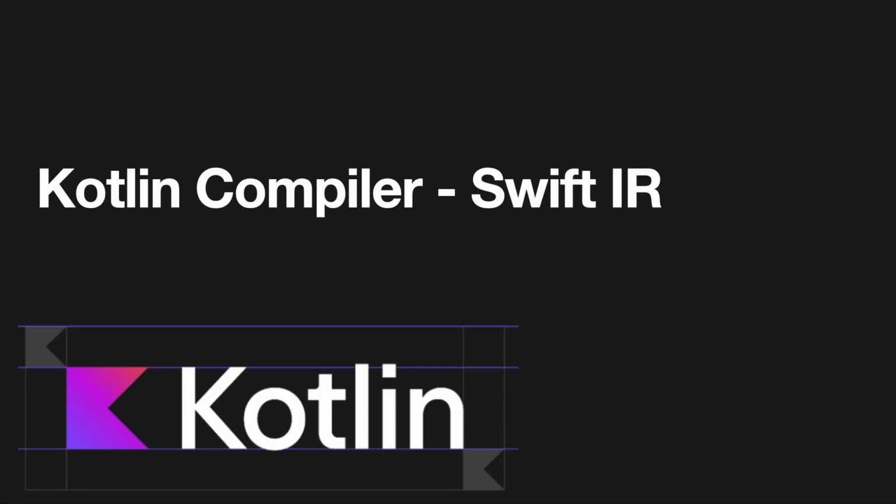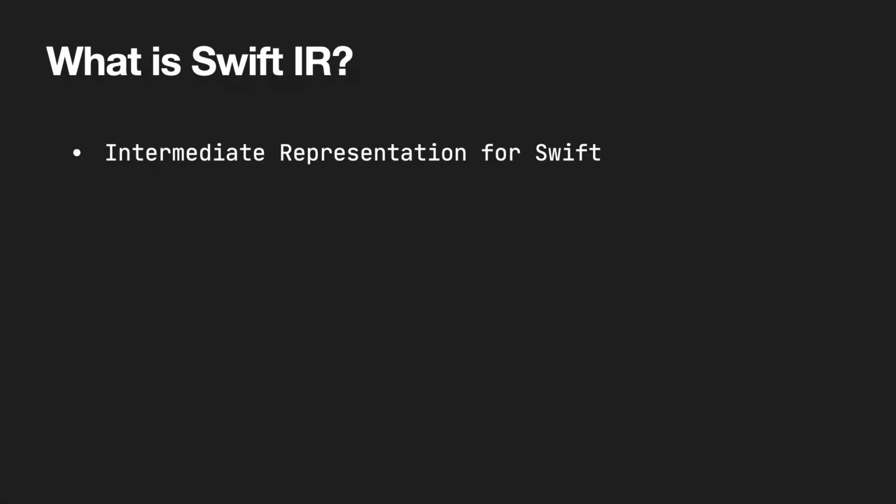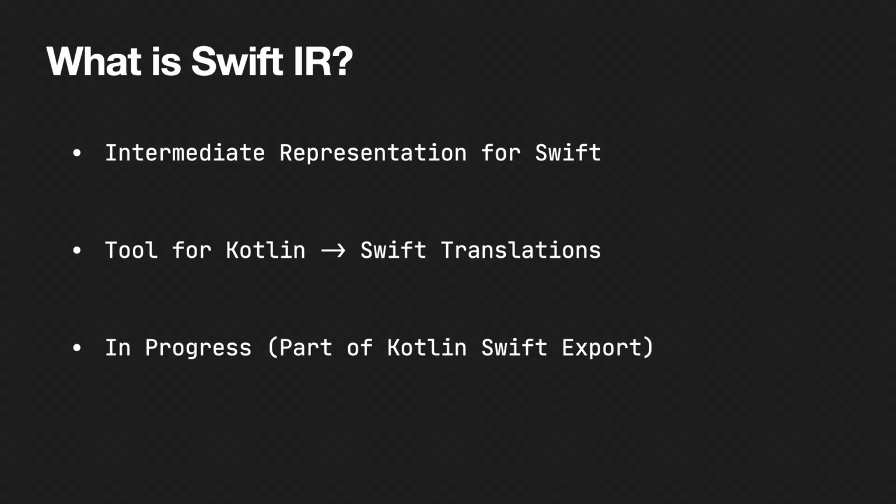In this video, we're going to look at Swift intermediate representation inside of the Kotlin compiler. SIR is part of the tool for doing Kotlin to Swift translations. It's something that's in the works, in progress. It's part of the Kotlin to Swift export tool.